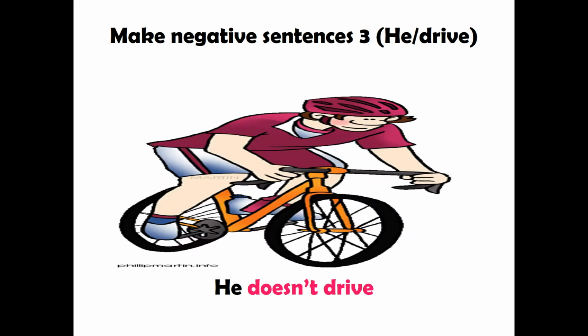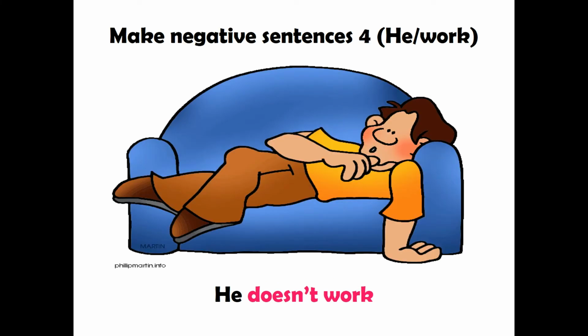Then we have he drive. So the correct answer is he doesn't drive. He is third person. The correct auxiliary of he is does. So you have to write, obviously, the not and then the verb. So the correct answer is he doesn't drive with contraction. Another sentence is he work. So in this case we have he doesn't work, that is the correct answer. Remember the verb is without the s because we have the auxiliary.